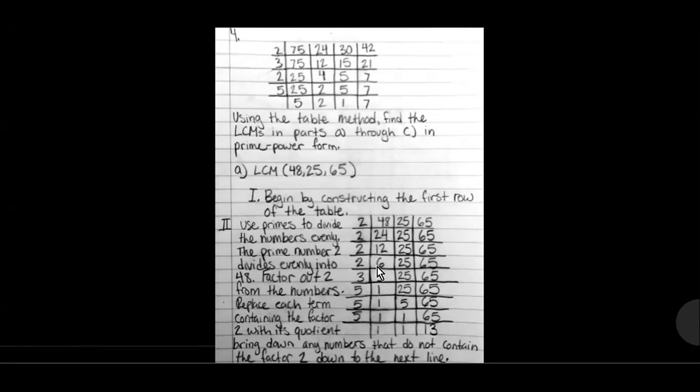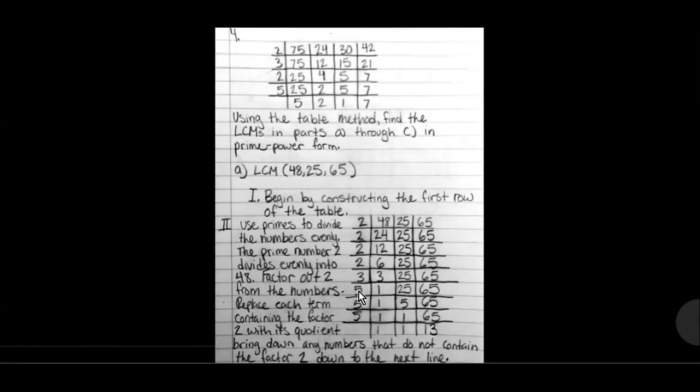Then I have 12 divided by 2, which is 6. Then it goes down again. Then we have 6, and 6 divided by 2 is 3. We can't divide the others, so we just bring them down. Then we change it up to 3 because we have a 3 right here. So 3 divided by 3 gives you 1. And then you can't divide these, so we just put those down again.